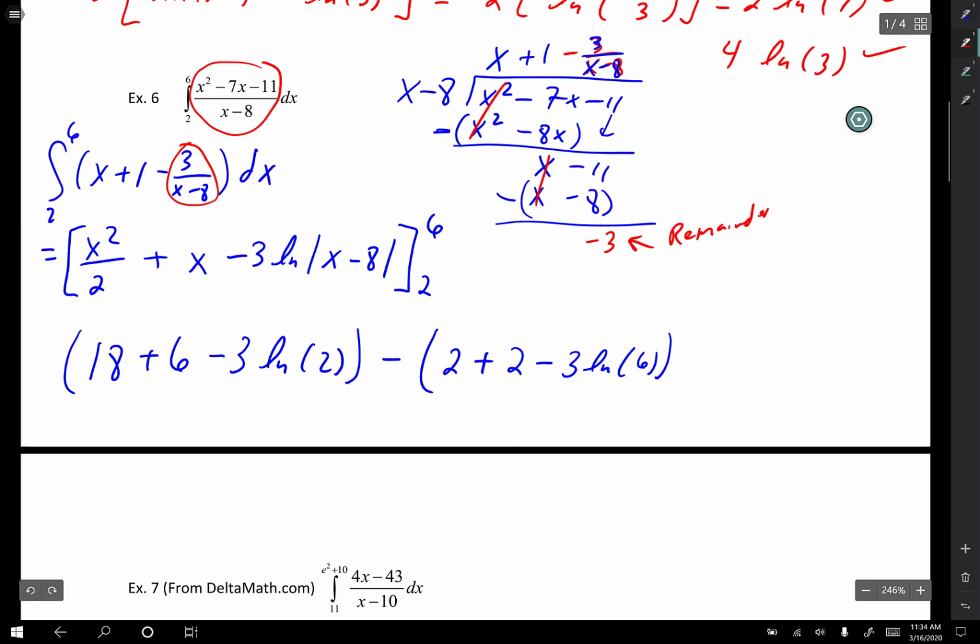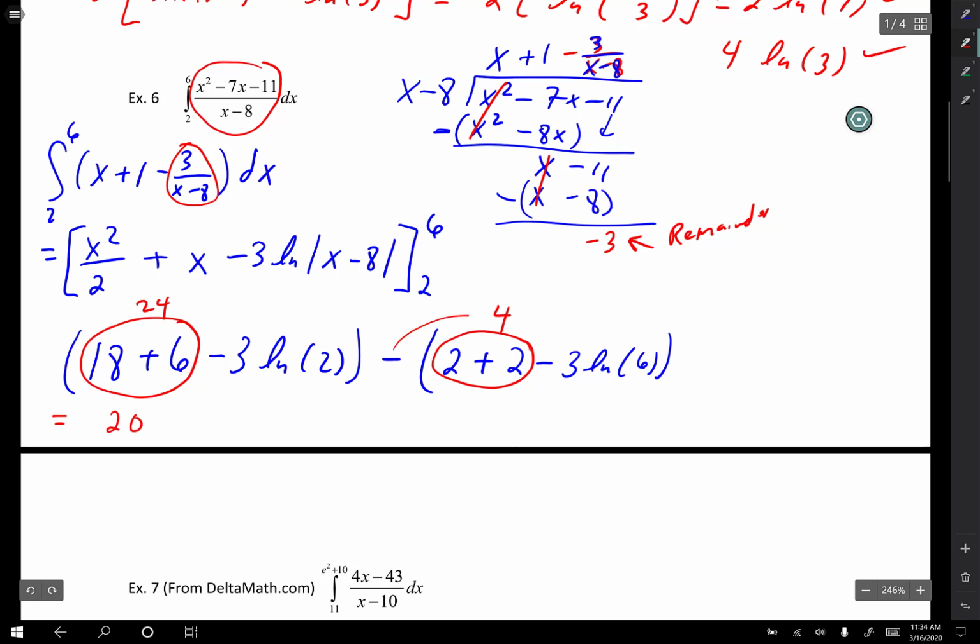So I'm going to combine these two first. That's a 4. I'm going to combine this. 18 plus 6, what's that? 24. All right, there we go. Now we're good. Equal sign. 24 minus 4, that's a 20.